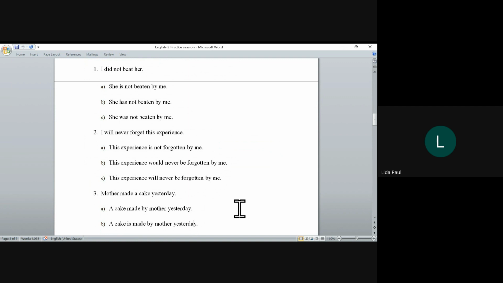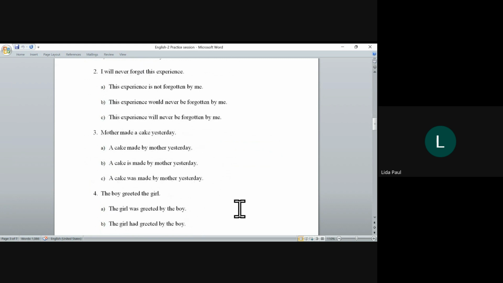I will never forget this experience. Second one. Passive morphology. Ma'am, B. B plus V3. B, correct. This experience would never be forgotten by me, correct.